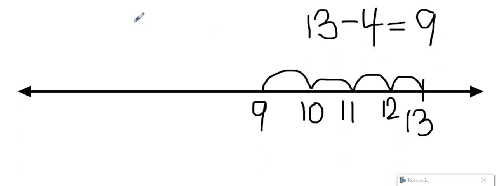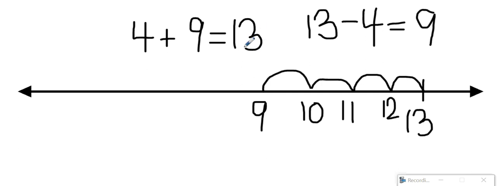I also know that I had 4 cookies that someone ate, and there's 9 left on the plate. I also had 13 altogether. So see how this subtraction relates to addition, because 13 minus 4 equals 9, but 4 plus 9 equals 13.